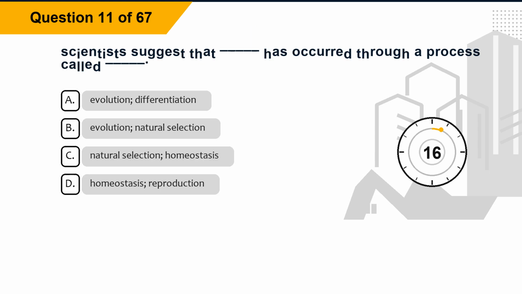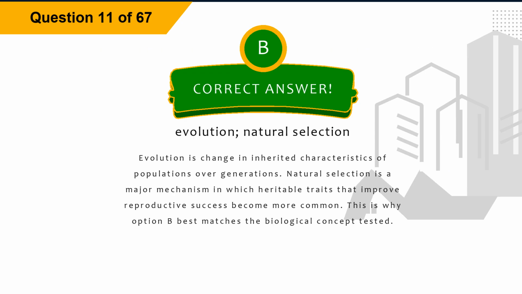Question 11. Scientists suggest that blank has occurred through a process called blank. Option A, evolution, differentiation. Option B, evolution, natural selection. Option C, natural selection, homeostasis. Option D, homeostasis, reproduction. The correct answer is option B, evolution, natural selection.